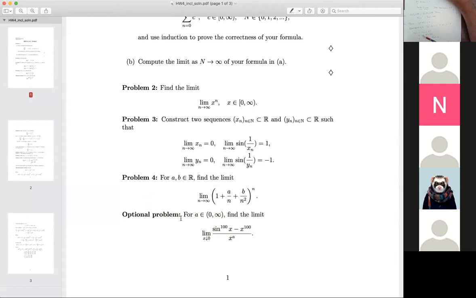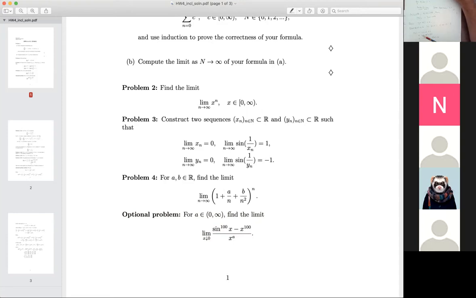And so see if you can apply L'Hopital 100 times, right? But you're going to have many sheets of paper by the time that you're done. Or you could try to find a smarter way of doing it. So this is an optional problem. You don't have to solve that now.